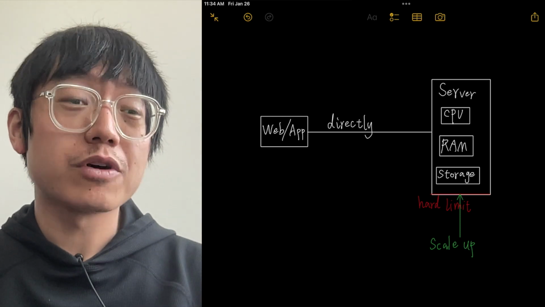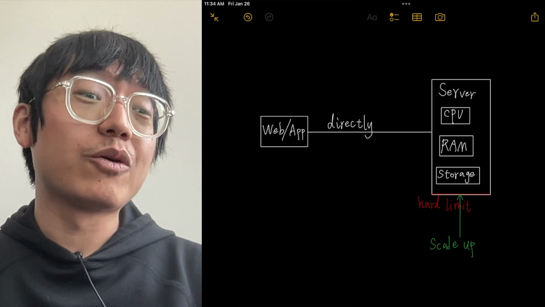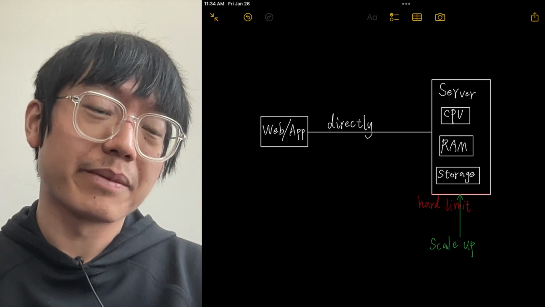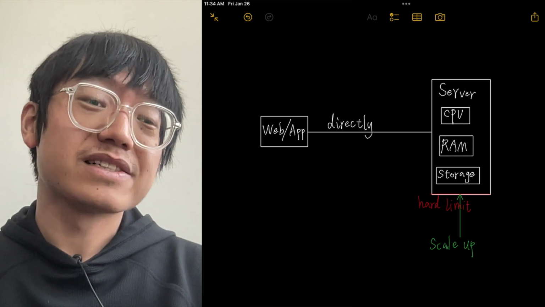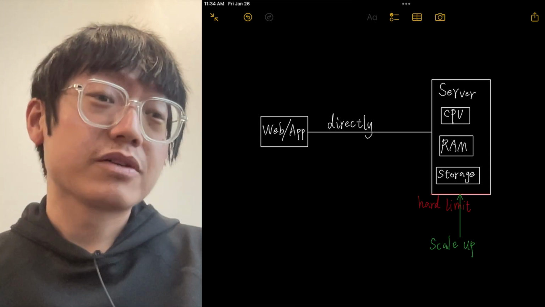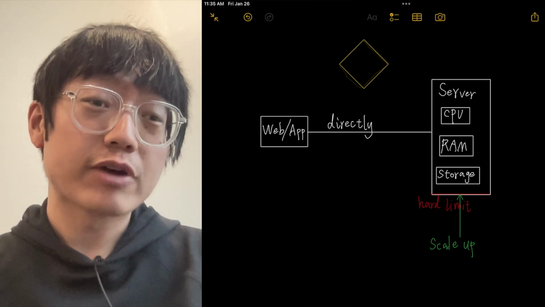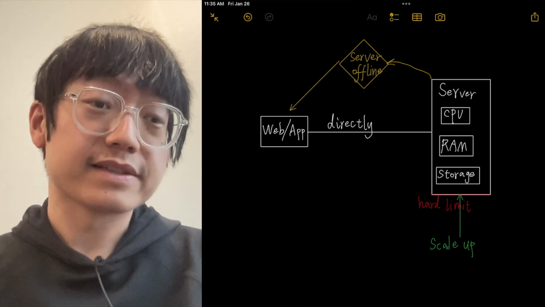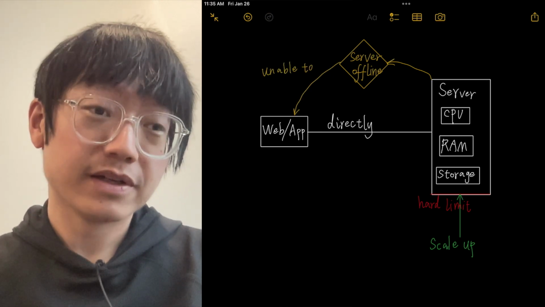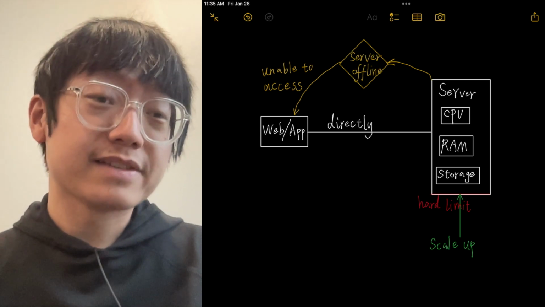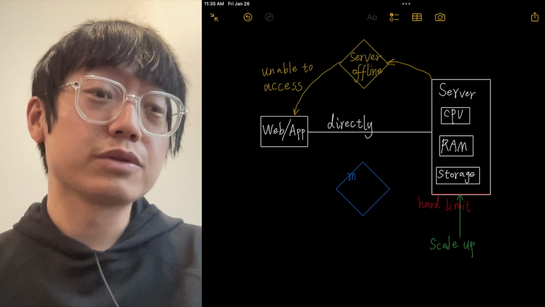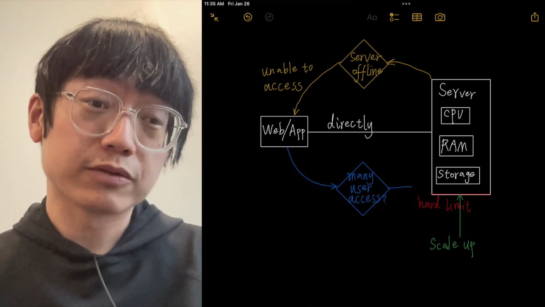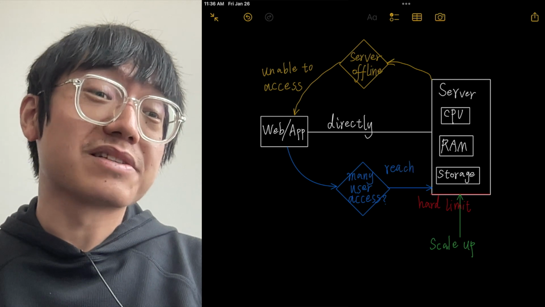Limitations are the critical drawback of vertical scaling. You can only upgrade a server to a certain extent, and after it reaches its maximum capacity, you cannot further enhance the server's performance. In a vertical scaling setup, users connect directly to a single web server. If that server goes down, users lose access to the website or application. Or when too many users access the web server simultaneously, it could reach its load limit, which results in slower response or failed connections.